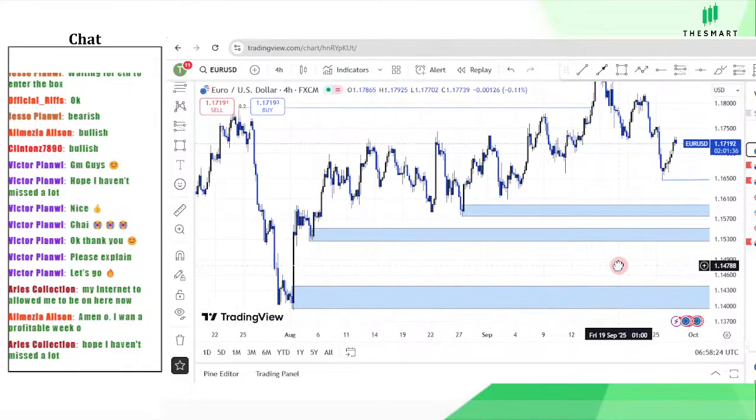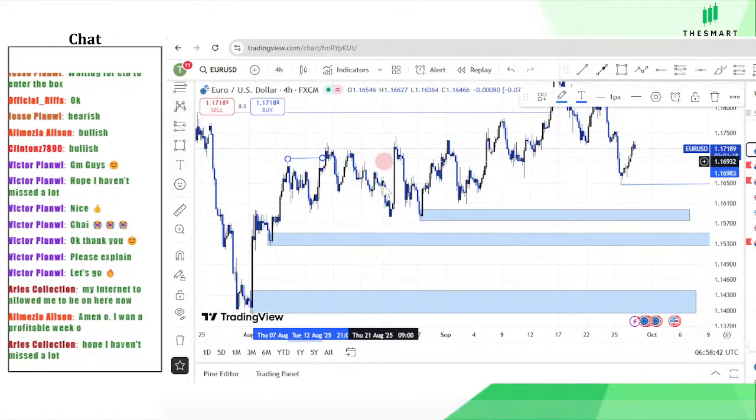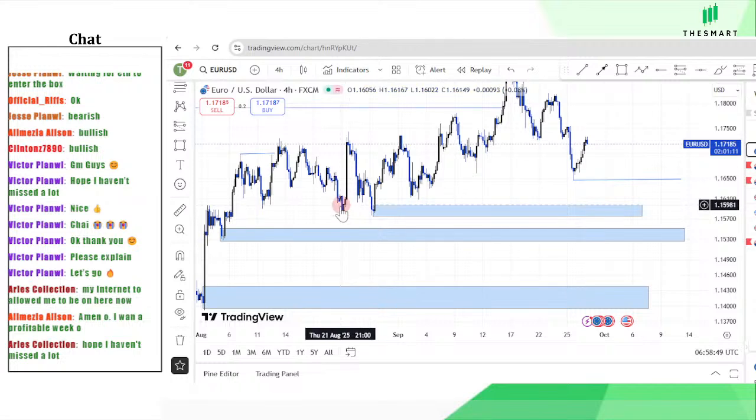So this is what we have on EU, and if you look at this push, this zone was responsible for this push to the upside. Market came back down, you had this push to the upside, giving you another break of structure at this point. And you can see that price has already come back to mitigate this zone. We still have this fair value gap sitting below at this point. We had this push to the upside again. Price came back, mitigated this one, and we had this whole continuation to the upside.